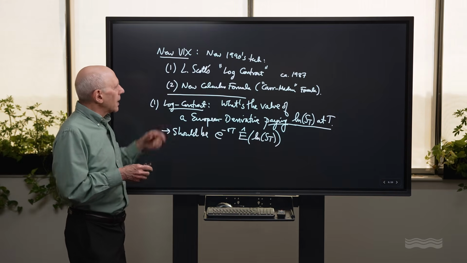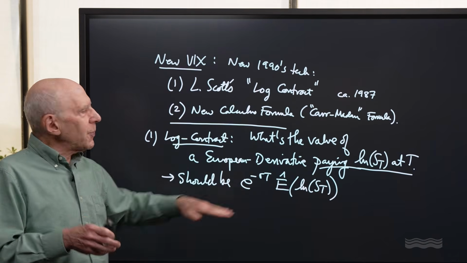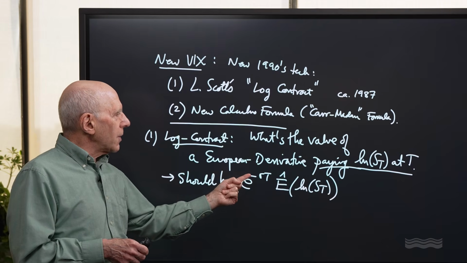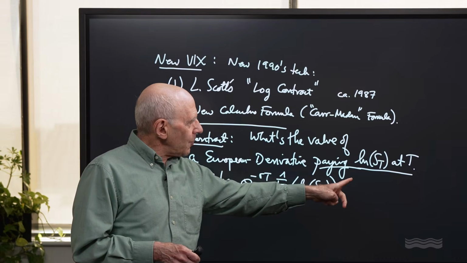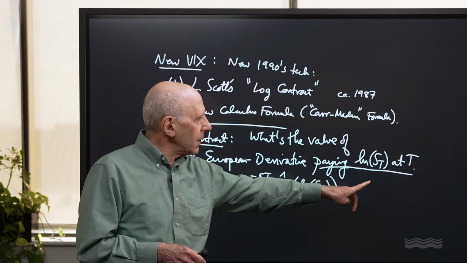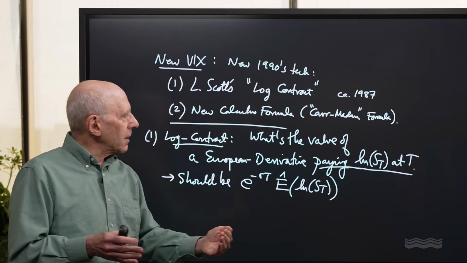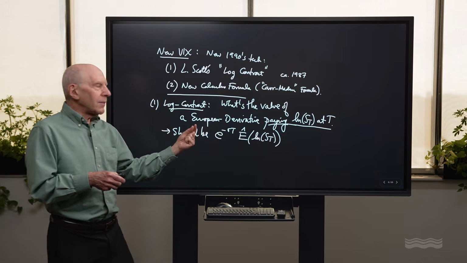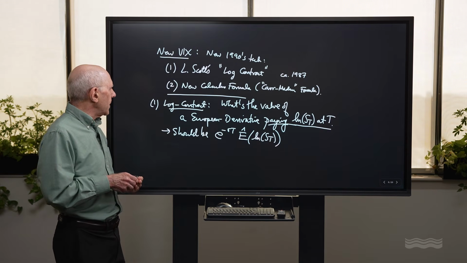So the first thing is the log contract. So what was Lewis Scott doing? He was just posing the hypothetical question, what is the value of a European-style derivative security which pays as its payoff to the holder of the contract the log of the stock price at maturity? So this contract, if you own this contract, it does nothing until maturity, and then it pays you the log of the stock price. It's a little weird. I've never seen anybody trading such things, but he was asking this question more or less abstractly.